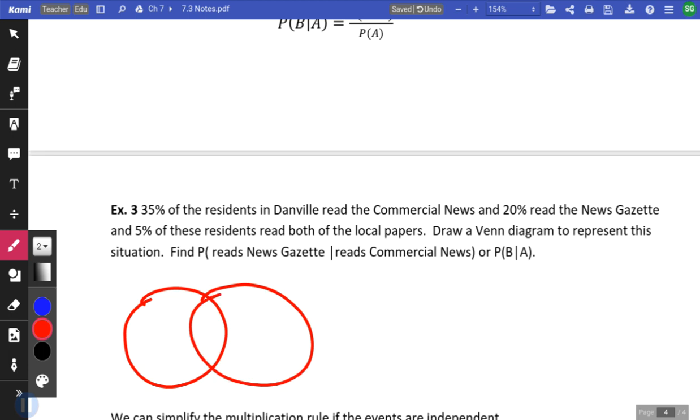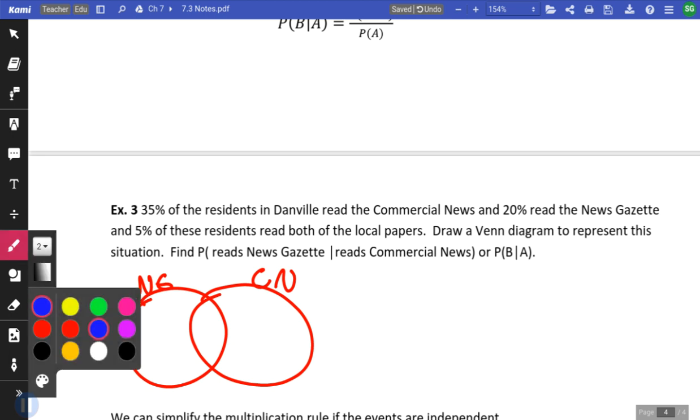Okay, so we've got News Gazette and commercial news, and we want to find the probability that someone reads News Gazette given they read the commercial news. So start in the middle. 5% of the people read both.